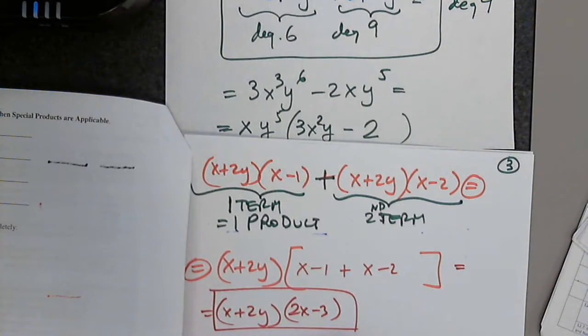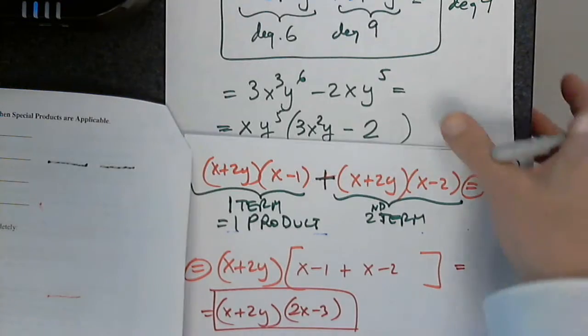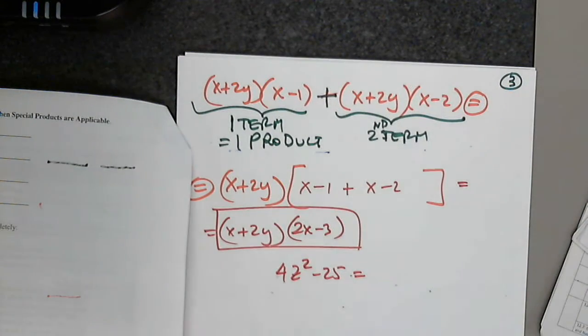So I have 4z squared minus 25. Remember the strategy. I have to go through 4 steps before I even get to the special product. The first step is, what type of polynomial is it? It's a binomial. Second question I have for myself is this in descending order? Yes, of course. Third question is there a common factor, a greatest common factor that I can pull out from both terms right away?